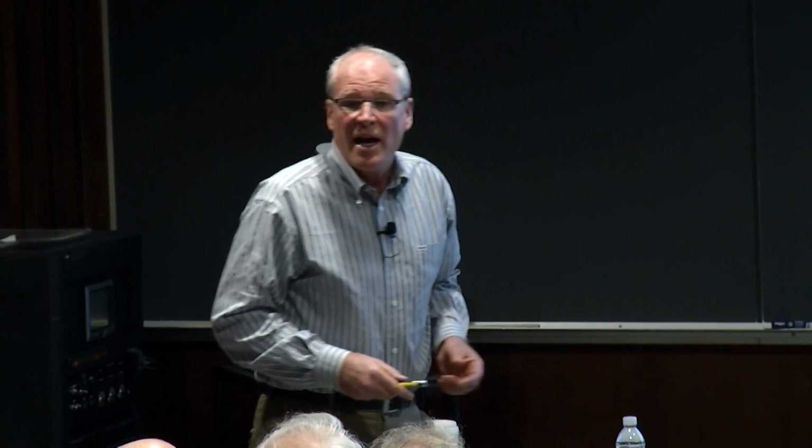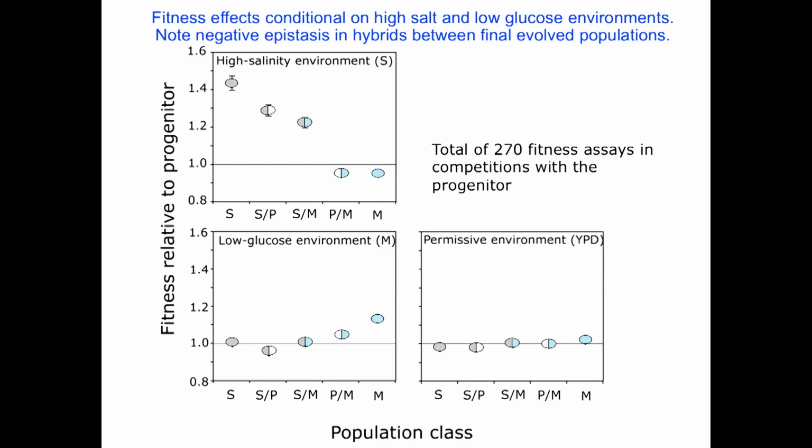And here are the data in aggregate. Don't have enough time to present the individual ones, but you see the different kinds of hybrids here on the x-axis. This is relative fitness, which we measured in competition experiments using the barcodes as a measure of abundance over time. This line equals the fitness of the ancestor. And here, this is just the permissive environment, rich medium, no significant effects of evolution in either the pure high salt or low glucose evolved or any of the hybrids.